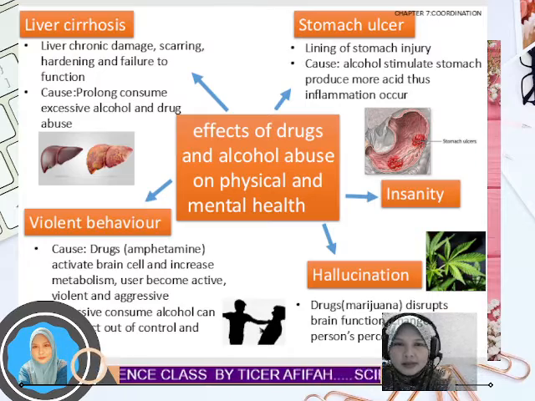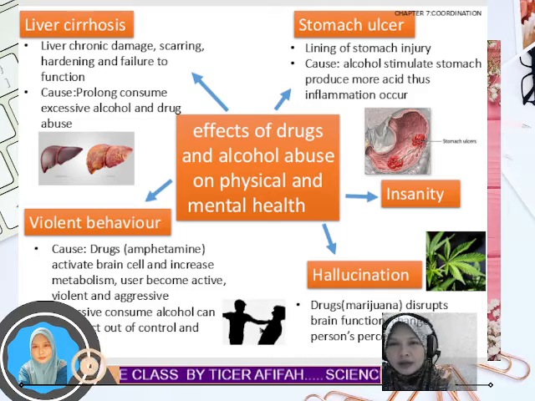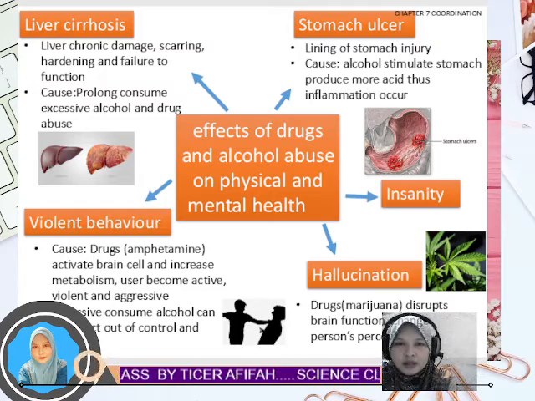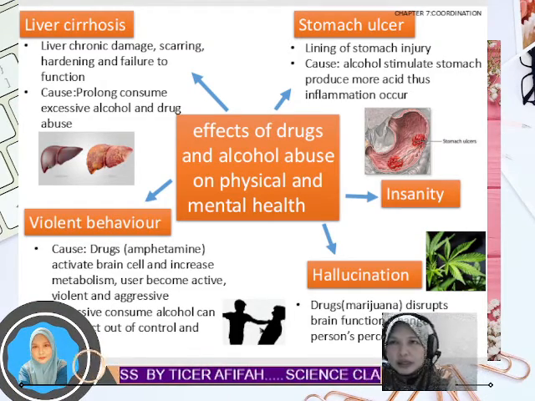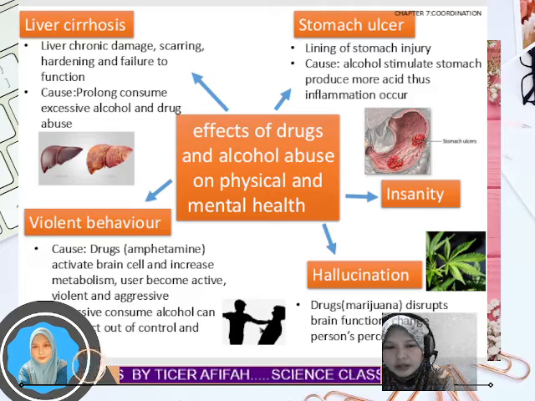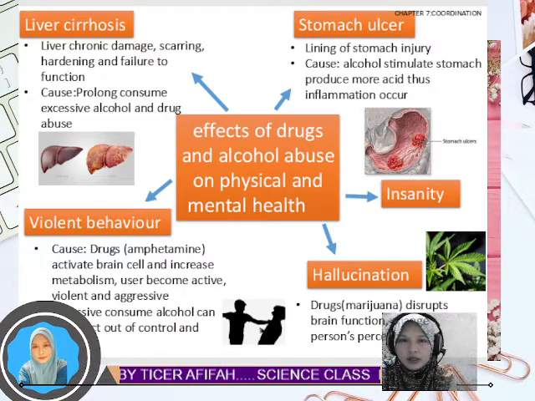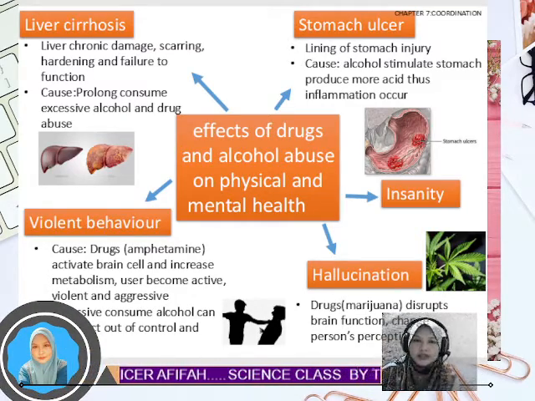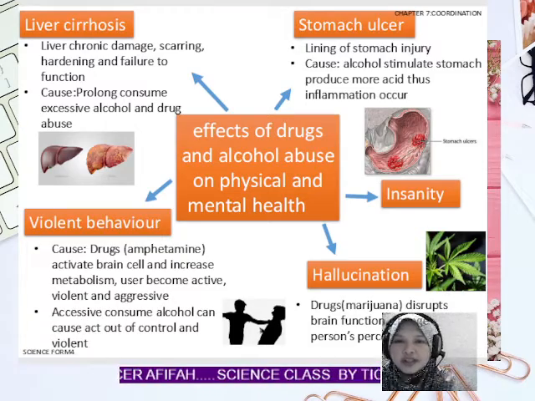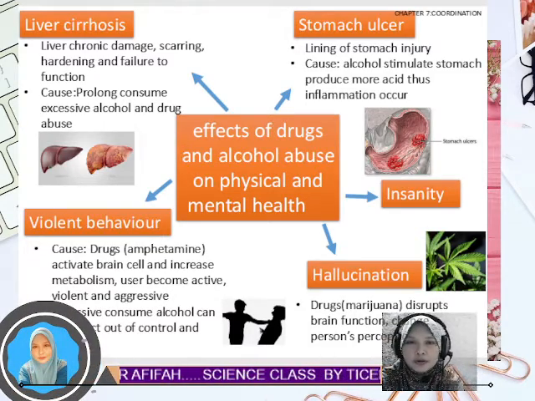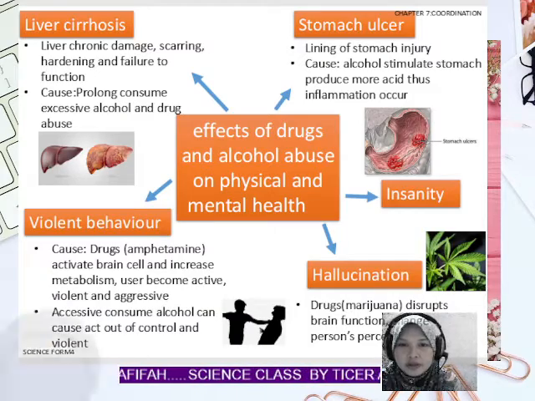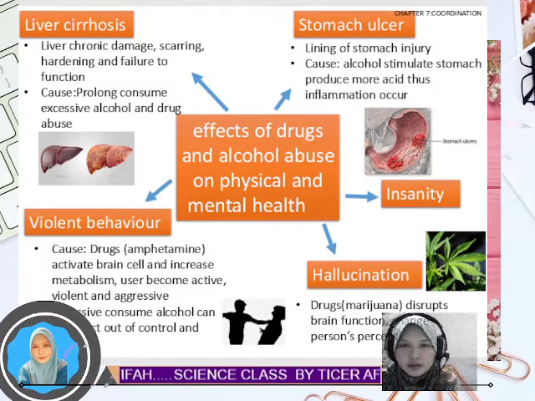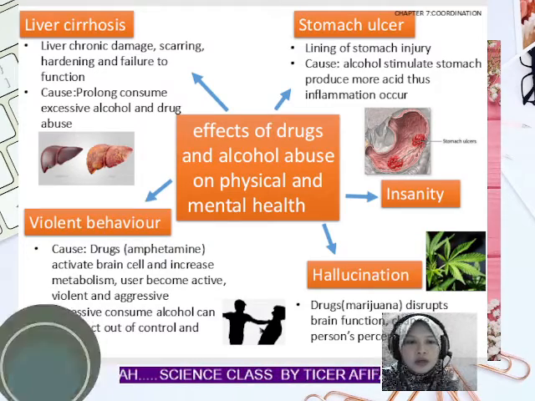Stomach ulcer is because of injury to the lining of the stomach. You will feel pain at the upper part of your stomach. The lining of the stomach becomes irritated, with inflammation of the stomach. This is because alcohol stimulates the production of acid in the stomach, which causes inflammation to the lining of your stomach. That causes stomach ulcers.